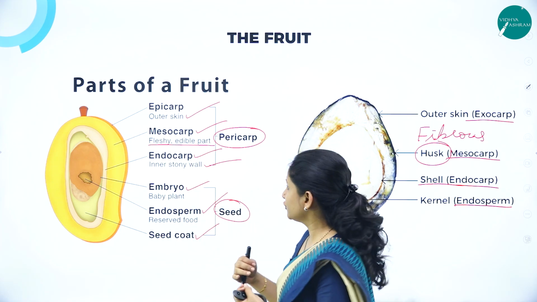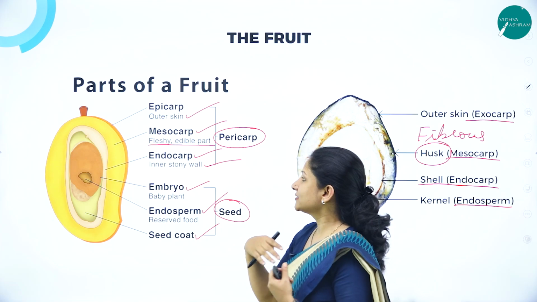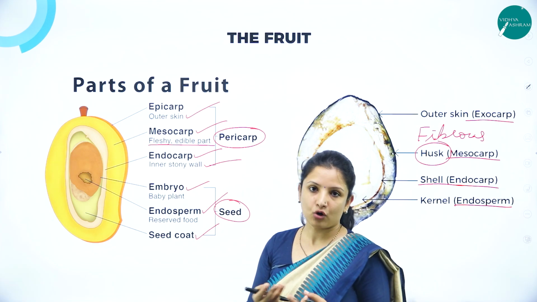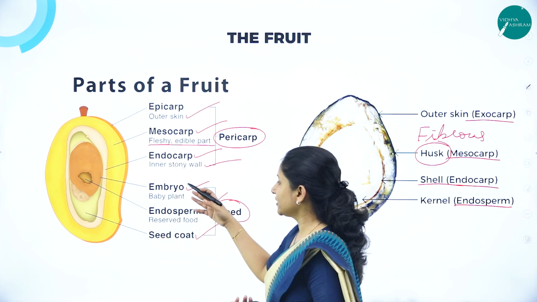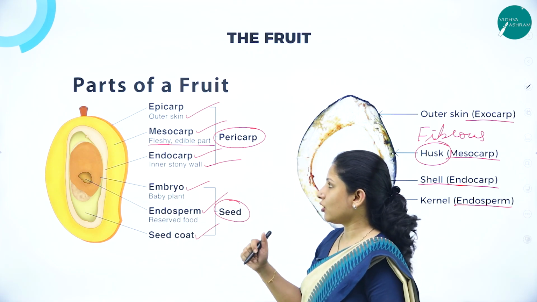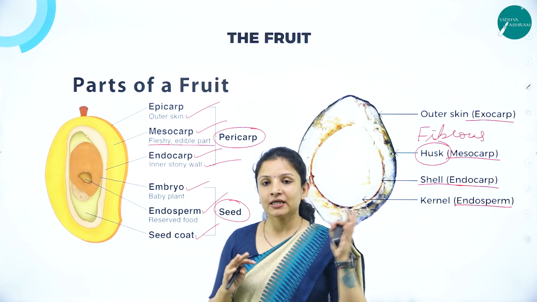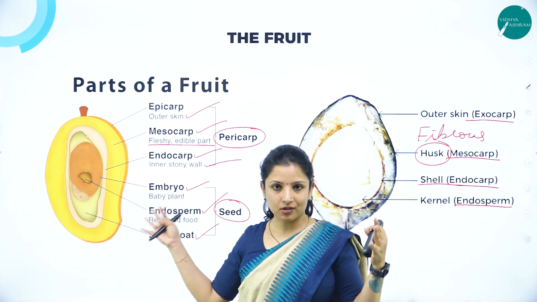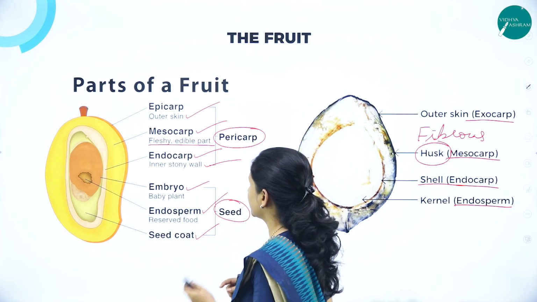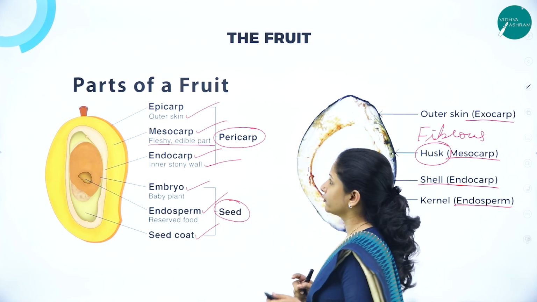Both can be consumed. And the endocarp is the inner stony wall, which is not possible to consume, and inner to that are the embryo, the endosperm, the seed coat, all that. The difference is that this one has a fibrous mesocarp, whereas here it has a fleshy mesocarp. So that was one of the main differences. So this was about the parts of the fruit.